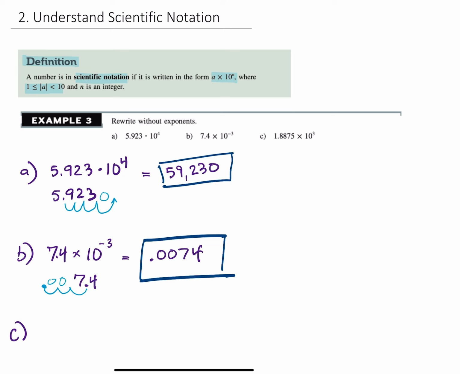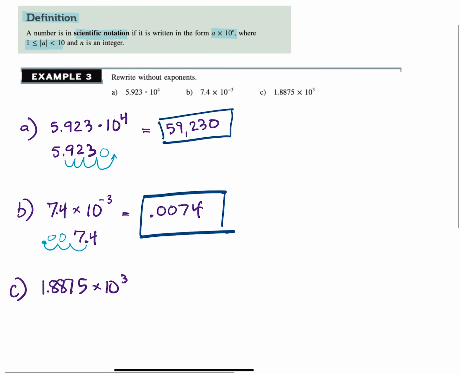And then for part C, I have 1.8875 times 10 to the third. So I will take the 1.8875, multiplying by a positive power of 10, to the third power. So it will move to the right 3 places. So our number should be 1887.5.